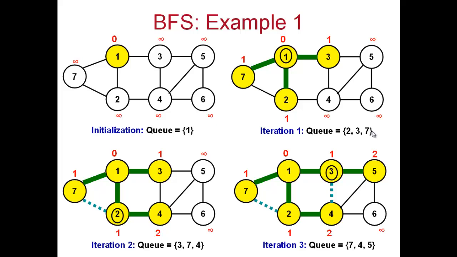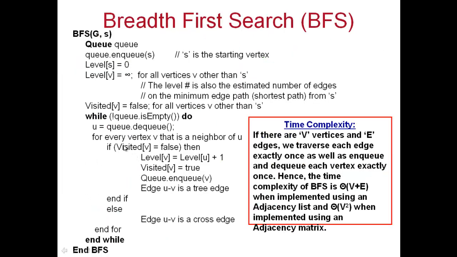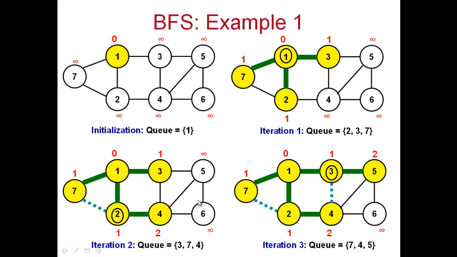So just repeat the process. In the second iteration, dequeue the queue. The vertex that is in the front of the queue is vertex 2. So that's the vertex whose neighborhood we are going to now explore. Now vertex 2 has two neighbors, 4 and 7. So if you look at the pseudocode, if visited of v is false, you do the things that we did before. If visited of v is true, that means you go to the else part and just label this edge as a cross edge.